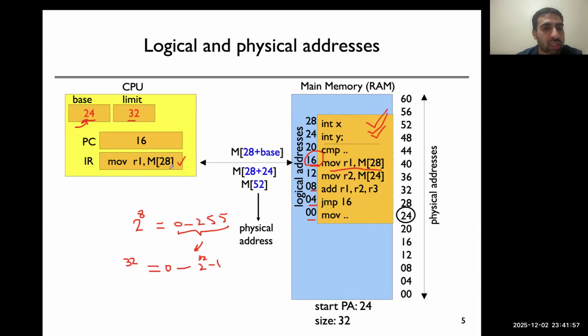Now, when this instruction is executed, it will generate an address. What address? 28. Now 28 is the logical address which will be generated, right? But this logical address will not be used to access the actual memory. What will be the actual address, the physical address? That address will be generated by adding the value of the base register to the logical address. So 28 plus 24, which is the base, gives you 52, right?